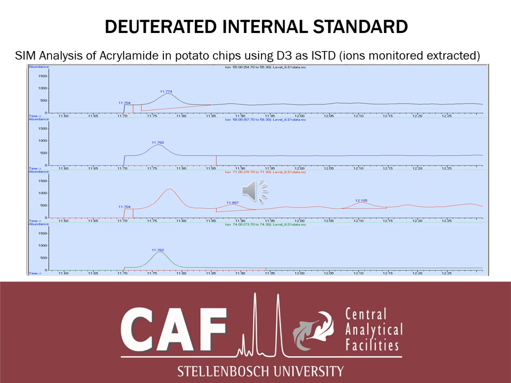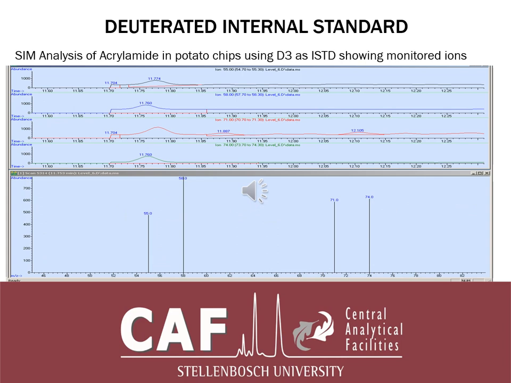So the ion 55 might be a qualifier, and then ion 71 might be a quantifier of the unlabeled acrylamide, and then 58 might be the qualifier for the deuterium labeled, and then 74 the quantifier for the labeled. So one can choose which one to use, or you can use both and then use the ratio. But what I normally do, for instance, is calibrate and quantify with both the qualifier and the quantifier, and I just add the results and get the average.